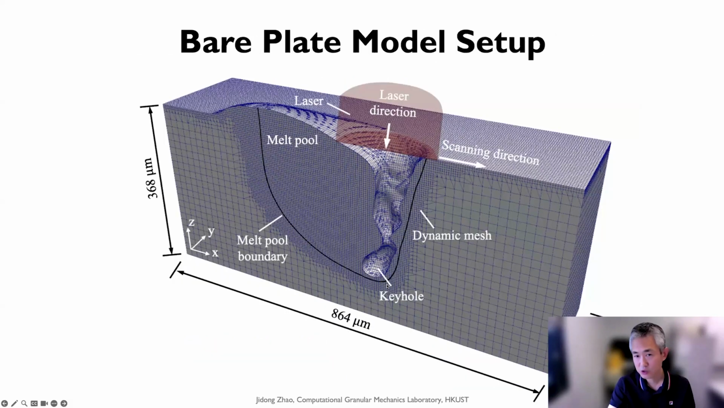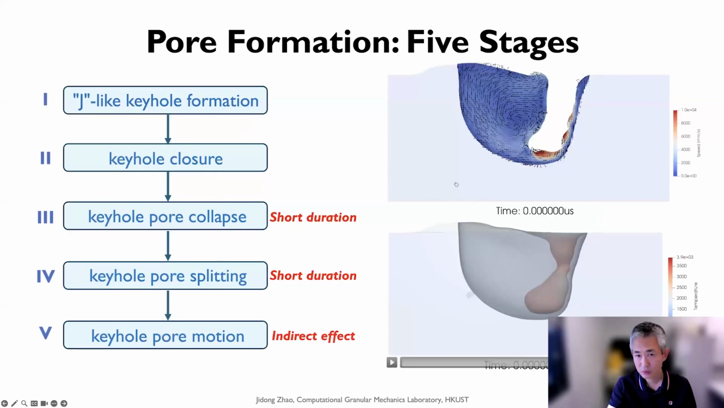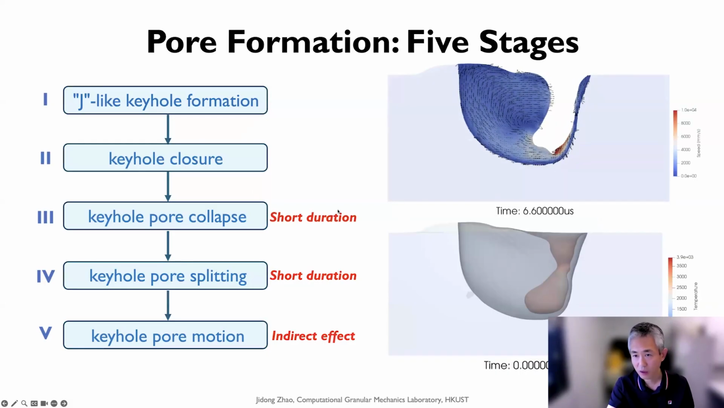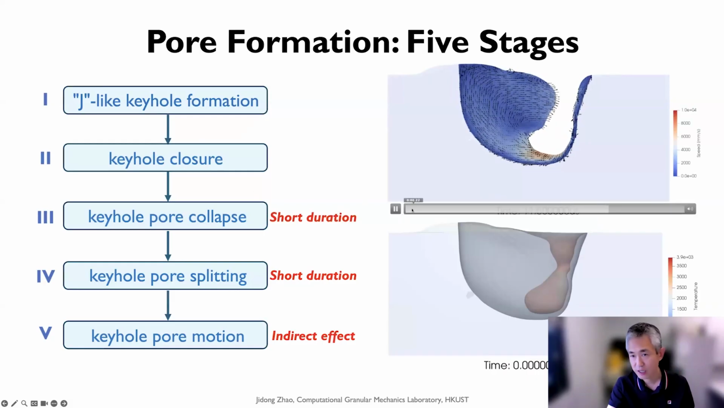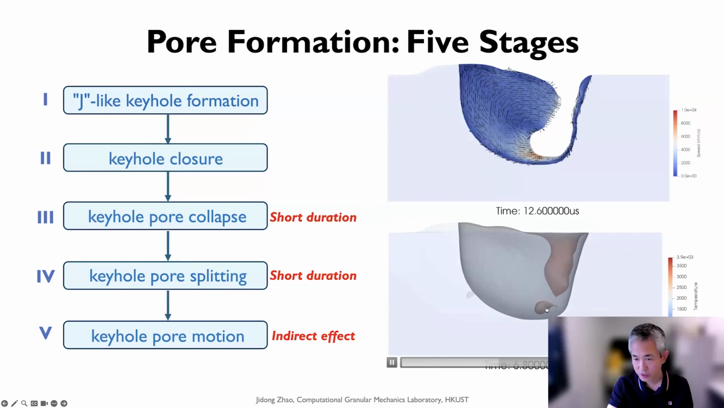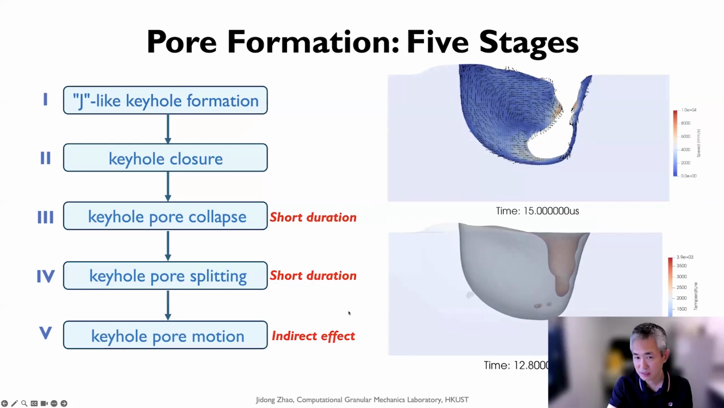Again, we use a bare plate printing case as an example, and we generate a J-lag keyhole, and we observe keyhole protrusion and a keyhole pore being generated. So you can see the protrusion occurs, and then you generate the keyhole. The keyhole basically splits here. These are the simulations that we do.